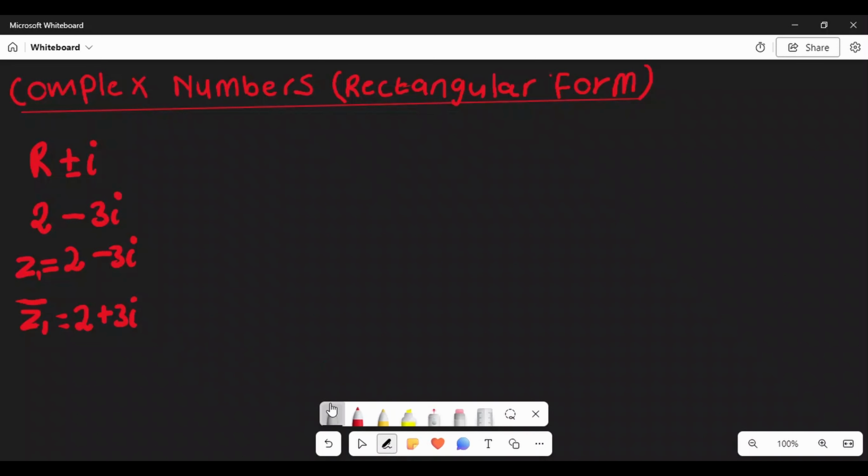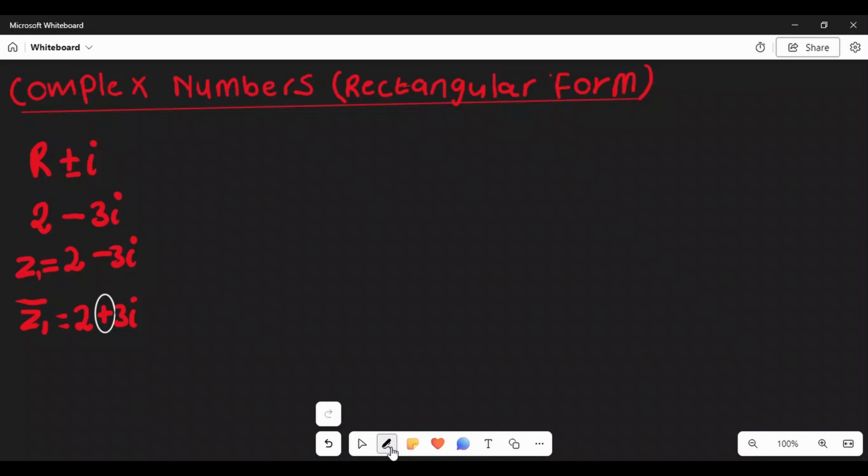So when it comes to conjugates with complex numbers in rectangular form, we only change the sign in the middle. As you can see, the original has negative and its conjugate has positive, but we only change the sign of the imaginary part. It's easier that way.